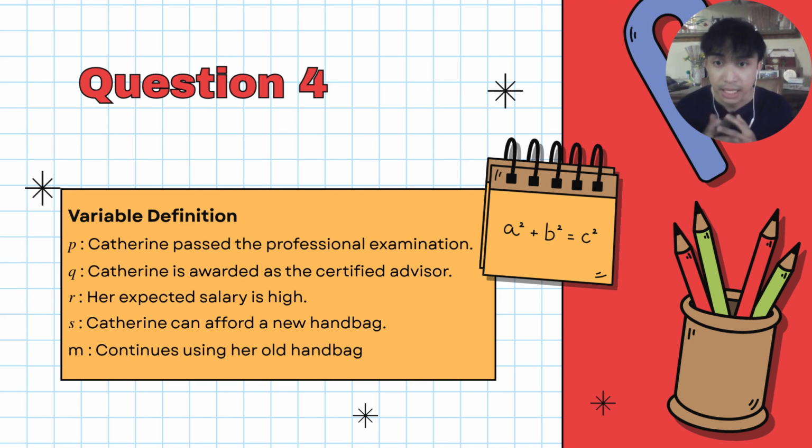Next is her expected salary is high. For this statement, I put an R. The fourth here, Catherine can afford a new handbag. This statement I put a small s. Last statement, continues using her old handbag. This one I'll put an M.